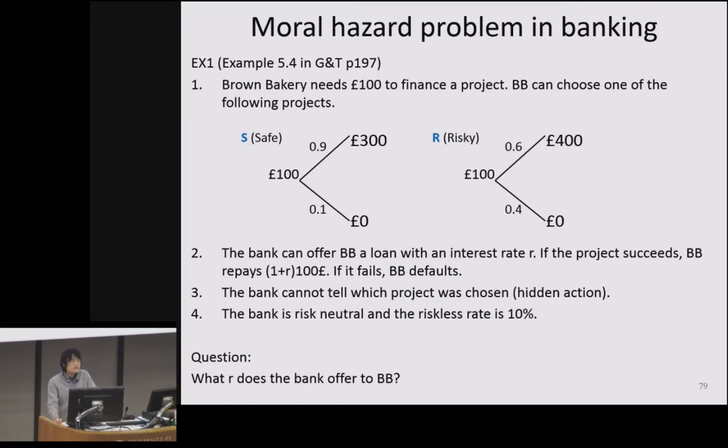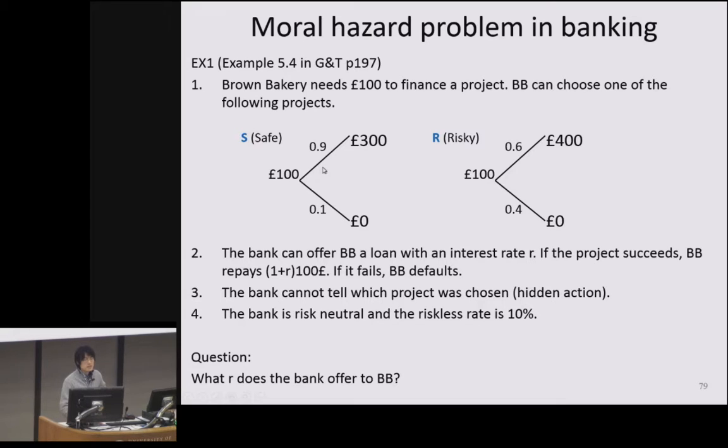So, last time we started to look at this numerical example of moral hazard problem in banking from Greenbaum and Tucker's textbook. To refresh your memory, the story was as follows. There's a company named Brown Bakery, and Brown Bakery needs £100 to fund their project. After borrowing £100 from a bank, Brown Bakery can choose one of the two projects.